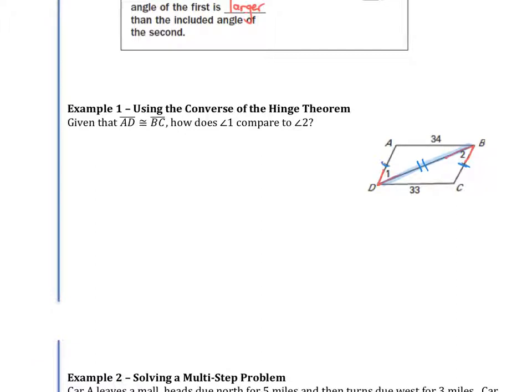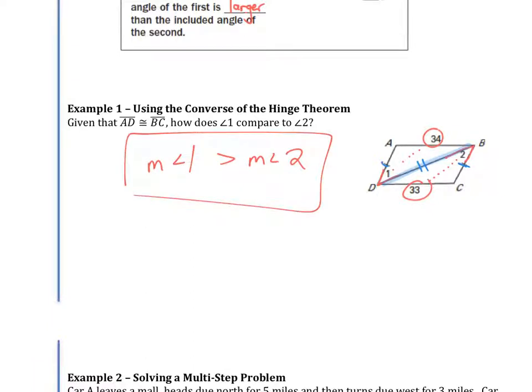So if you look across from angle 1, it's 34. And across from angle 2 is 33. So since 34 is bigger than 33, that means the measure of angle 1 is greater than the measure of angle 2. Because the sides surrounding the angles are congruent, and the opposite side from angle 1 is bigger than the opposite side of angle 2. So that's why we would say angle 1 must be greater than angle 2, because the opposite side is bigger.